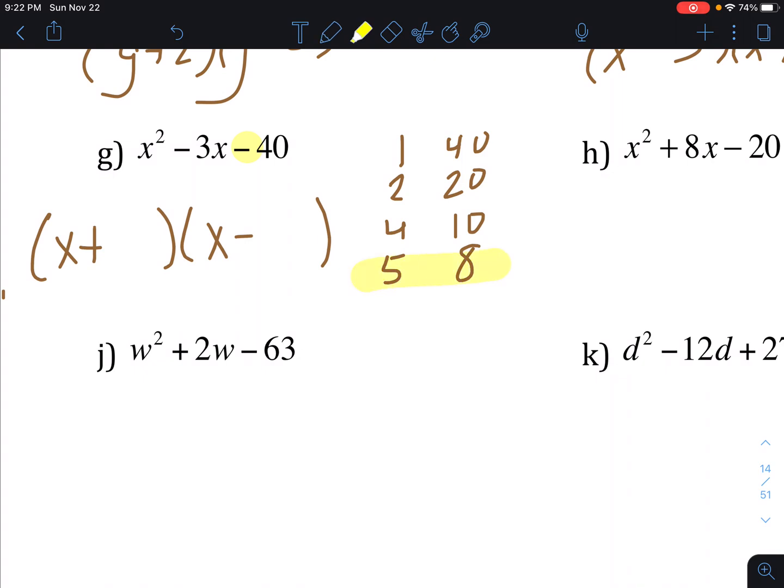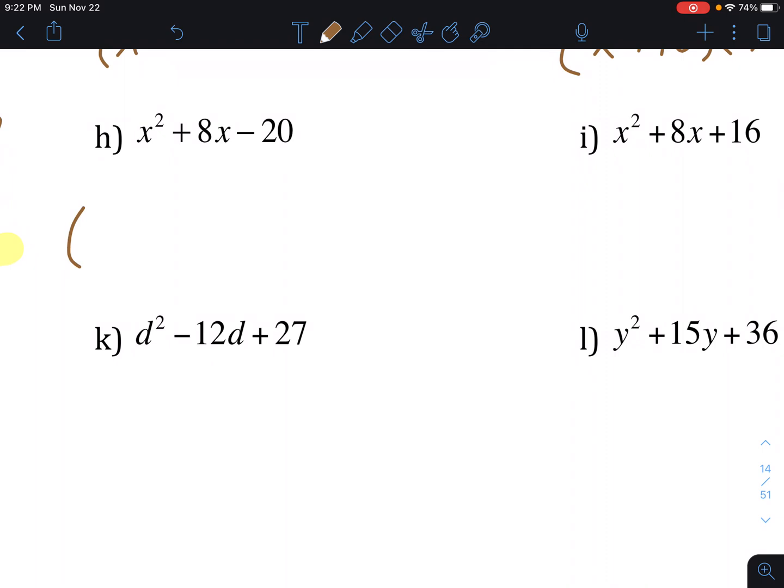But what gets the plus? What gets the minus? So if you look at B, B is a minus. Which number would you put a negative in front of to make them subtract to get negative 3? That would be 8. 5 minus 8 is negative 3. So it's got to be a plus in front of the 5, the minus in front of the 8.